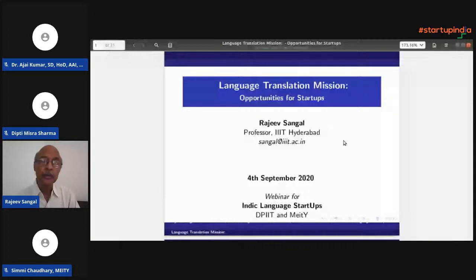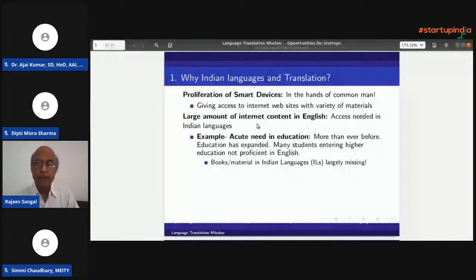The second aspect is the internet content is largely in English today. And we need to make the content available in Indian languages, existing content, as well as create new content. So this is a situation where the need is staring us right in the face, and it is coming up in the form of demands that people are making regarding their languages and so on.